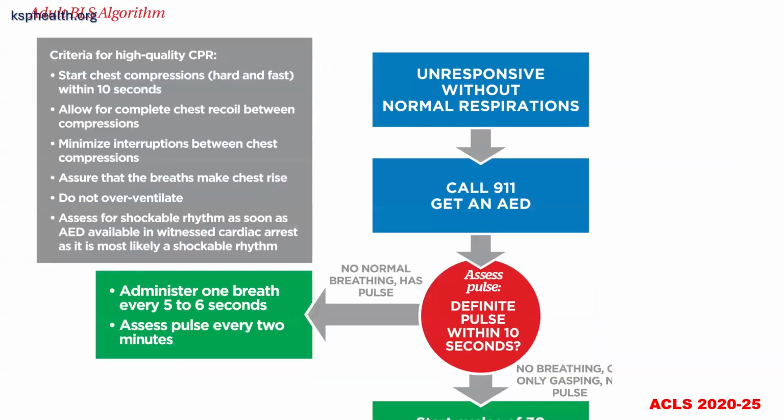So, what are the criteria for high quality CPR? Start the chest compressions within 10 seconds, hard and fast. Allow for complete chest recoil between compressions. Don't lean on the chest between compressions. Minimize interruptions between chest compressions.